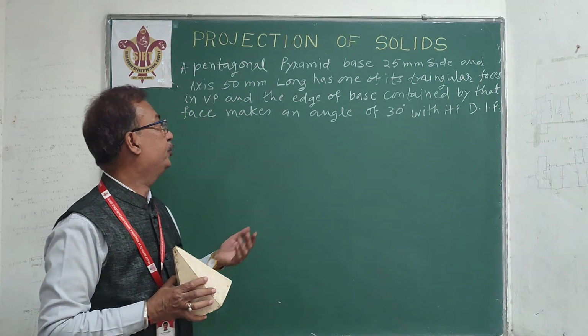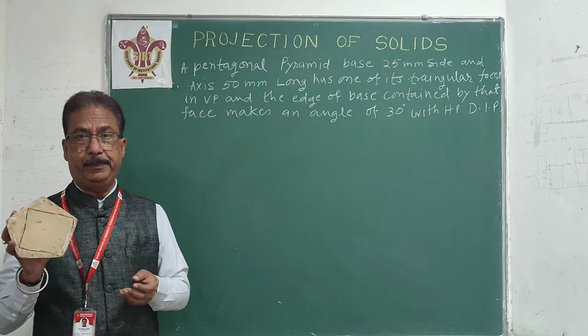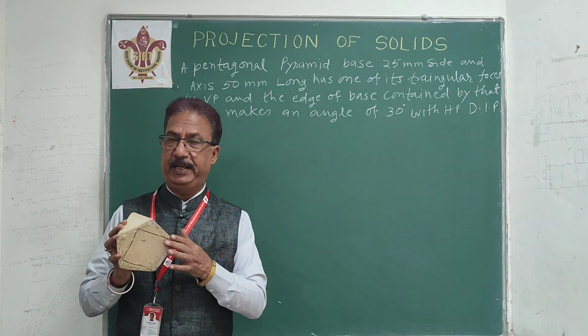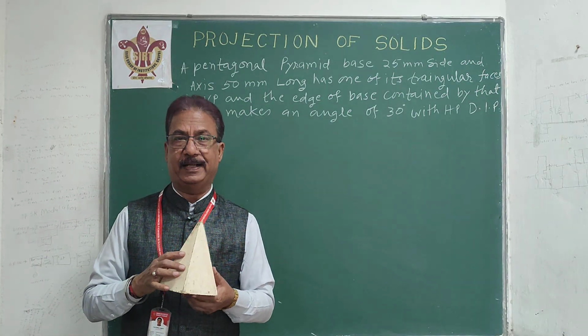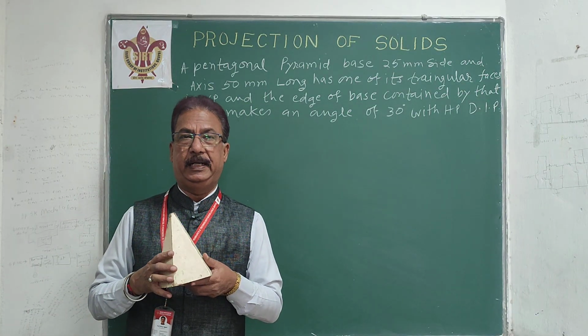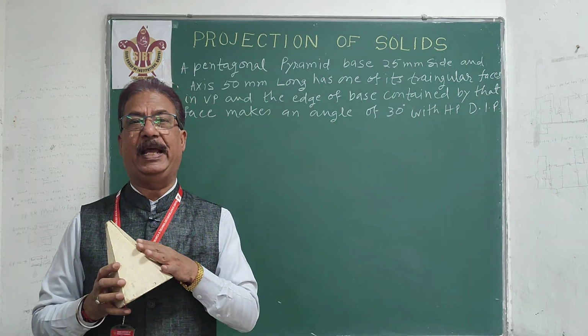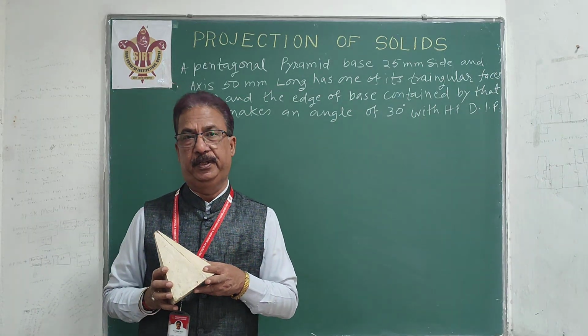If you read the question, it will be like this. There will be a pentagonal pyramid. Its base will be 25 mm and axis 50 mm long. It is resting on one of its triangular faces on the VP.